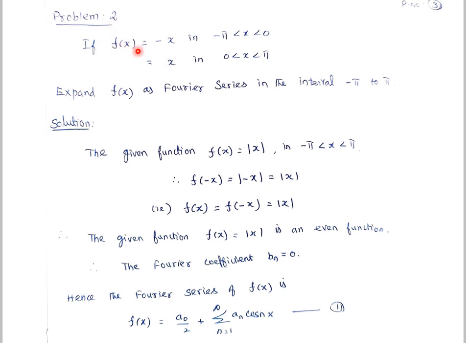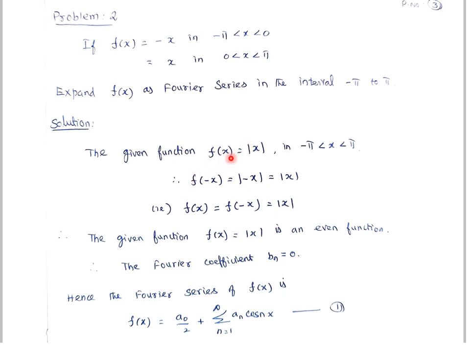Now, f of x equal to minus x from minus pi to 0 and f of x equal to x from 0 to pi. This given function is an absolute function. That means the given function f of x is equivalent to mod x from minus pi to plus pi. We have to express f of x equal to mod x in terms of Fourier series in the interval minus pi to plus pi. Now, we have to check whether this function is an odd function or an even function.